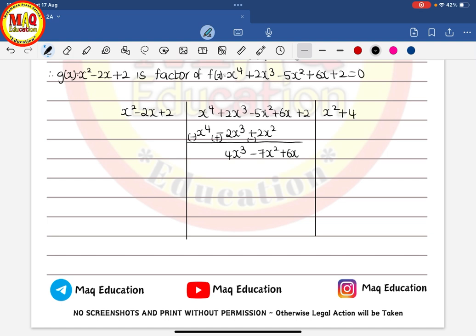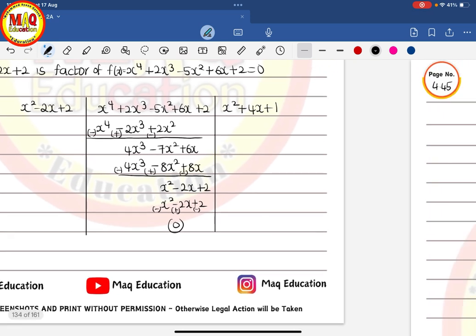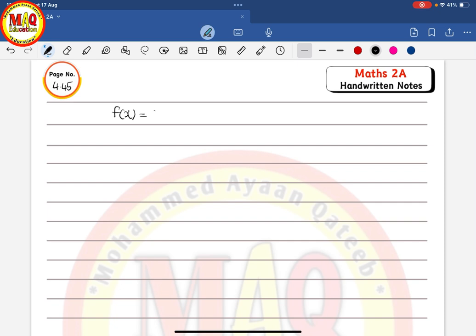These terms come downside, plus 6x. Multiply this with 4x: plus 4x, 4x cube minus 8x square plus 8x, by minus plus minus. Here this gets cancelled. What remains? X square minus 2x. The term comes downside, remains this. Here plus 1. 1 into this is x square minus 2x plus 2, minus plus minus. All terms get cancelled and remains 0. So here we got f of x equal to, one term we already got, x square minus 2x plus 2, and the other term we got is x square plus 4x plus 1 equal to 0.